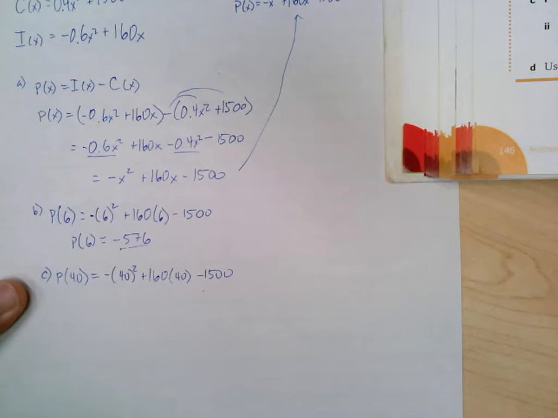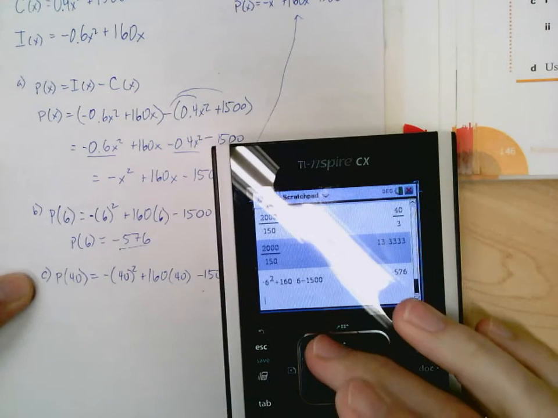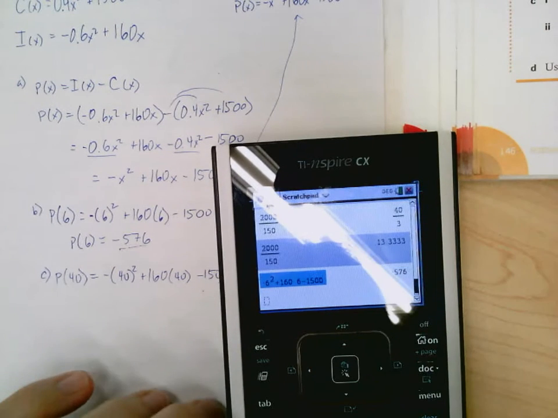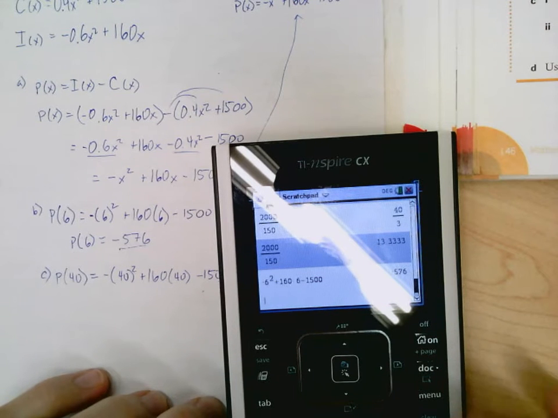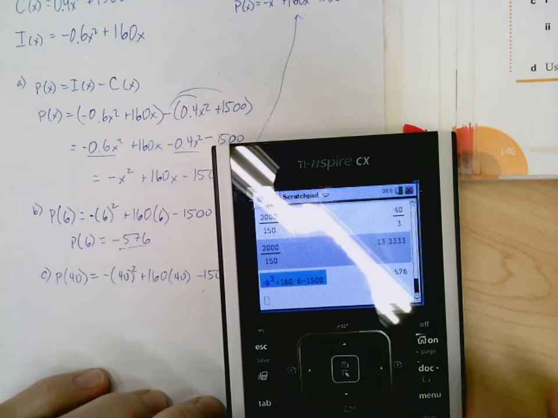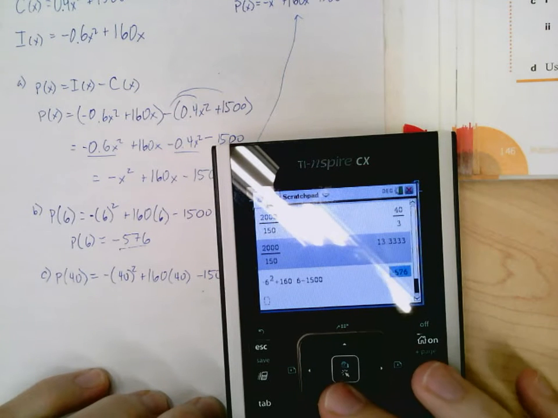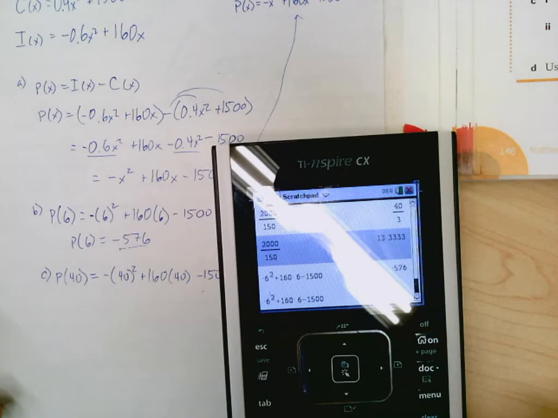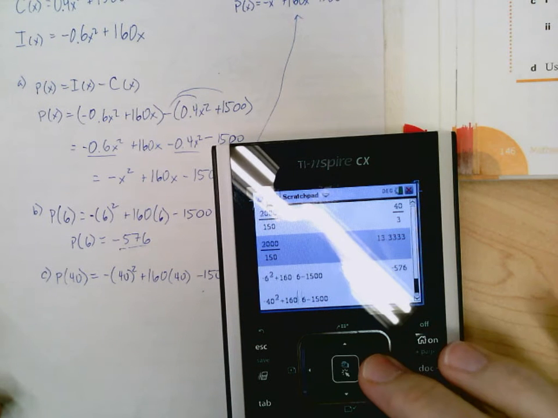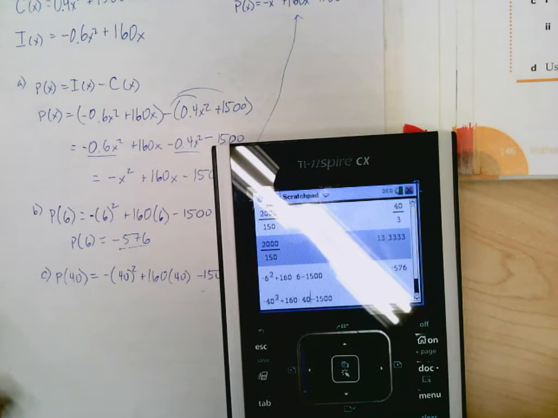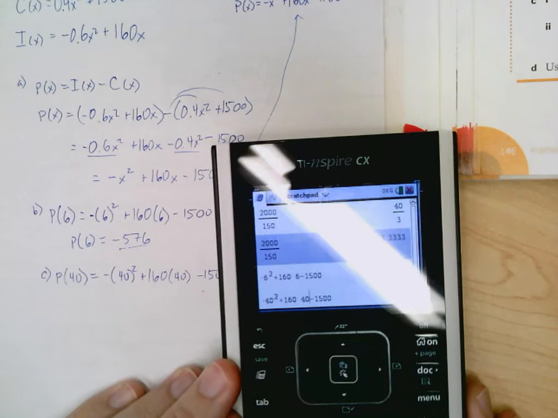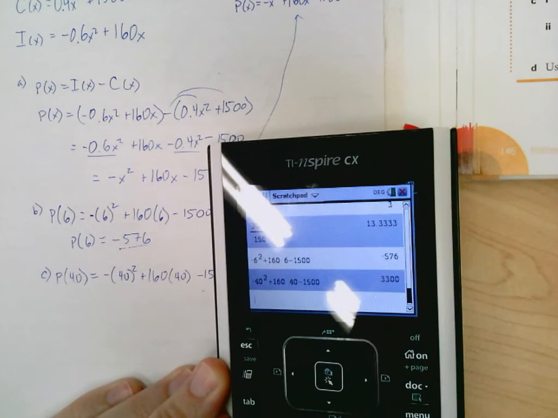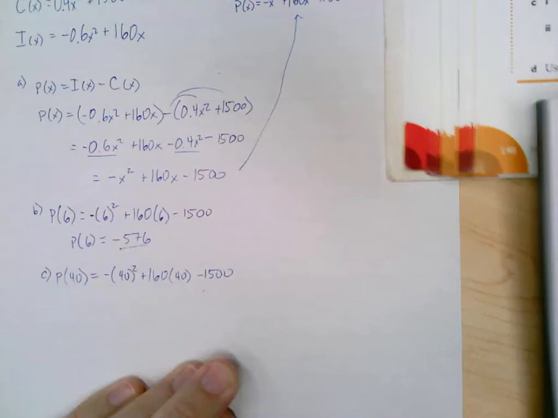Let's check it out. Now, I'm going to cheat a little bit. I'm going to copy with Control C and then paste with Control V, and then I'm going to change that 6 to a 40, and change this 6 right here to a 40. Learn how to use your calculator. There's lots of neat things that it can do. Okay, I'm going to turn it so I don't have that glare, and I push enter, and I get $3,300. Ooh, what a deal.